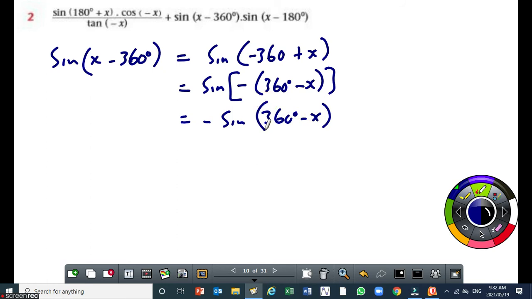But what is sine 360 minus x? You get minus open bracket. Based on what we have there, this angle 360 minus x is going to be in the fourth quadrant, and in the fourth quadrant, sine is negative. So in the end, the final answer will be sine x.